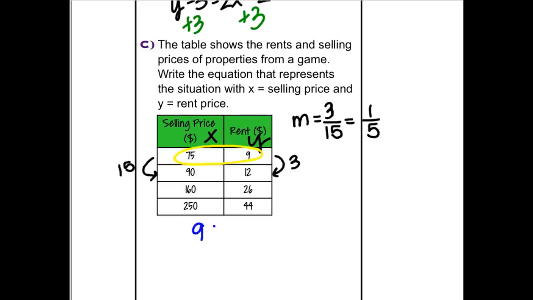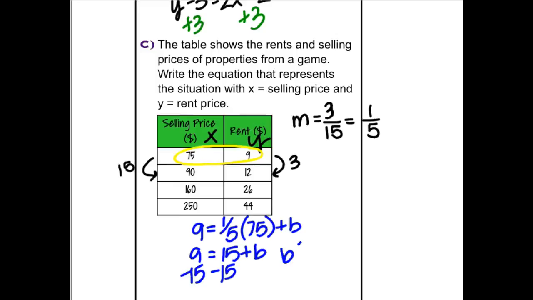y is 9, our m is 1/5, times our x, which is 75, plus b. 1/5 of 75 I know is 15. And then if I subtract 15 from both sides, 9 minus 15, b gives me -6.